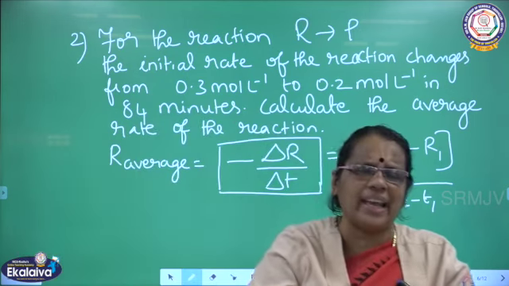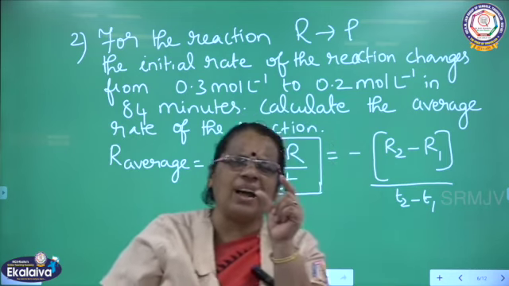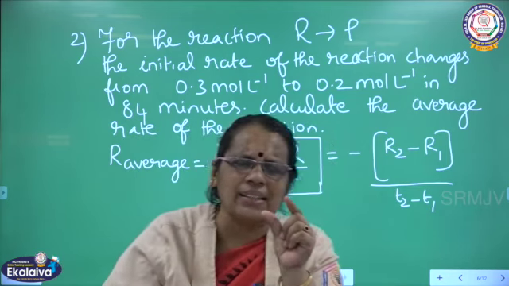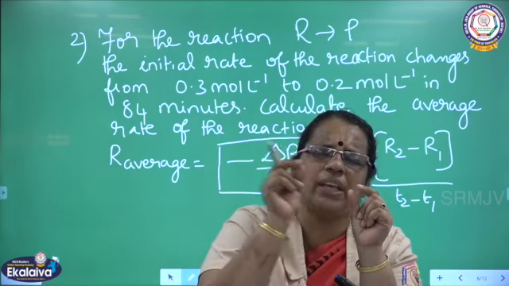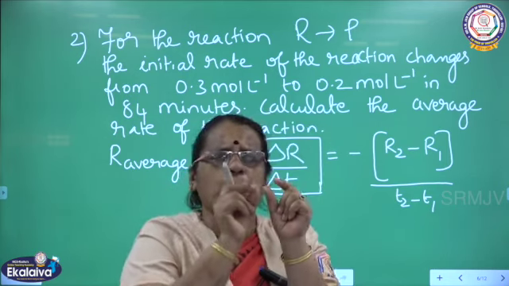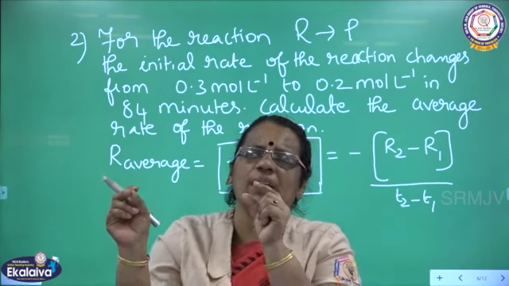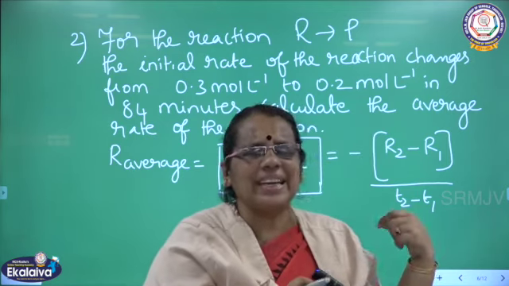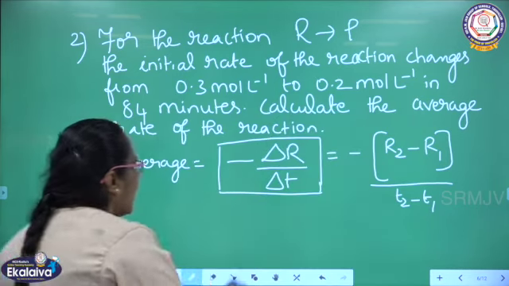So what is R average? Minus delta R by delta T. What is delta R? Change in the concentration of the reactant, from the initial to the final concentration, R2 minus R1. What is R2? Final concentration. What is the initial concentration? R1. What is delta T? T2 minus T1. So we will write the required quantities.